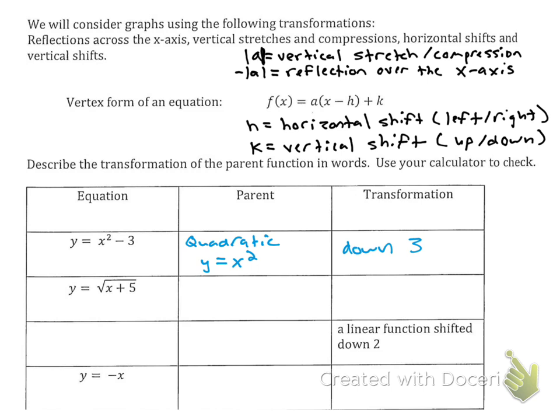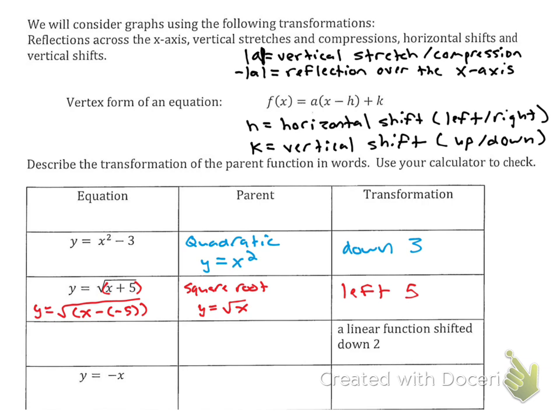Next example. What parent would that be? Square root. Yep, square root function, good. Y equals square root of x. What would that transformation be? Shifted left 5. Left 5, good. Remember that is minus a negative 5. So that will be left 5.